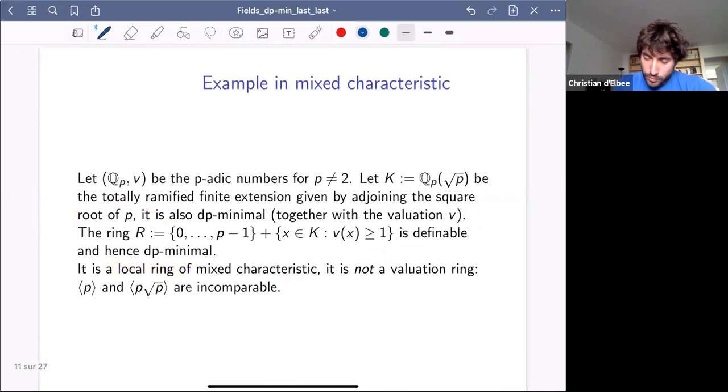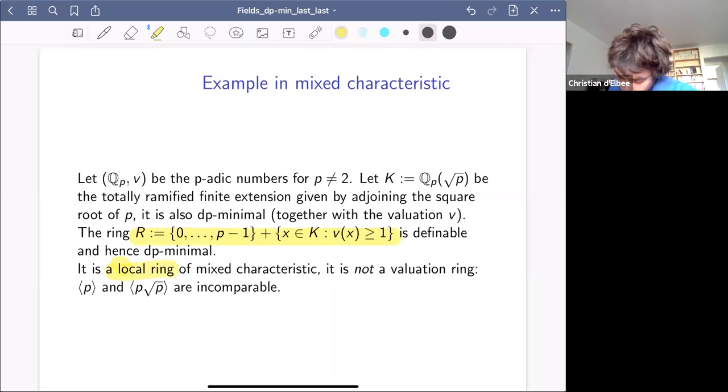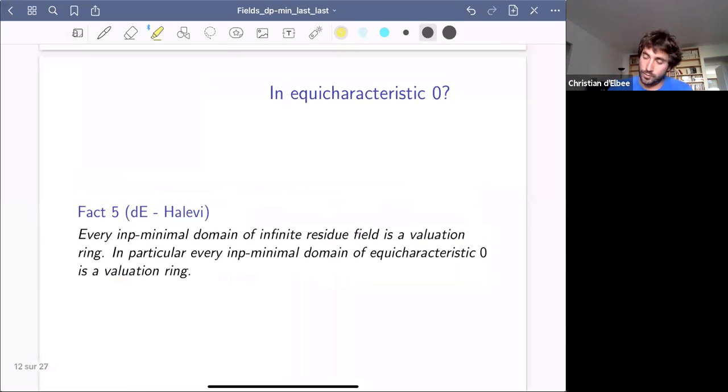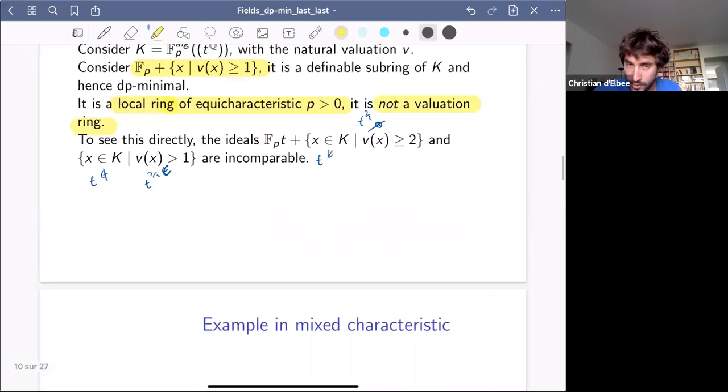So we also have an example in mixed characteristic. I won't talk too much about it, I will come back to it later, but basically you do the same kind of construction here. You don't actually have a field, but this set of sums, of this ideal, the ideal of elements of valuation greater than or equal to 1, forms a ring, and it's a local ring of mixed characteristic which is again not a valuation ring.